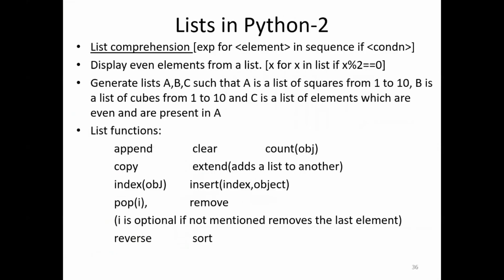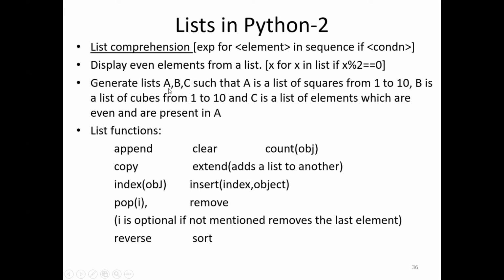Similarly, I can pick up this problem here: generate 3 lists, where A is a list of squares from 1 to 10, B is a list of cubes from 1 to 10, and C is a list of elements which are even and are present in A. Okay, so let's check this. Let's see how we can write this list comprehension code. Otherwise, I know you can write it, but how to write it using list comprehension?